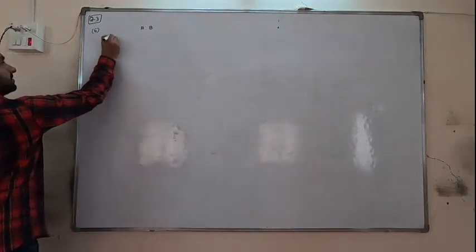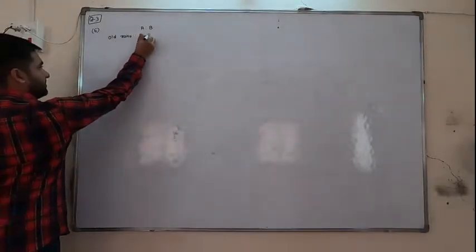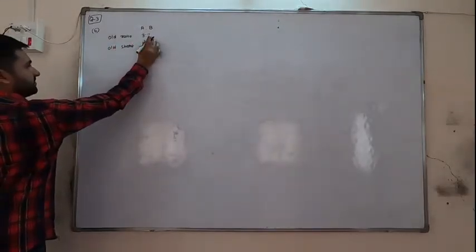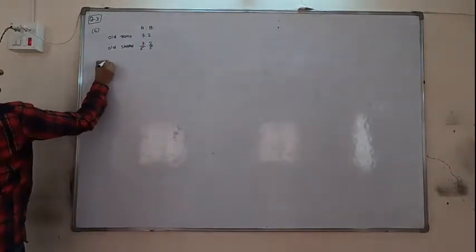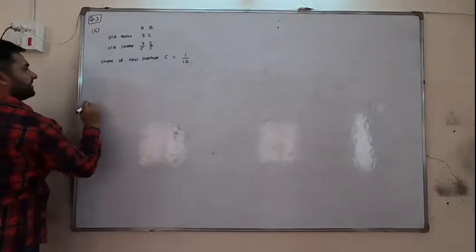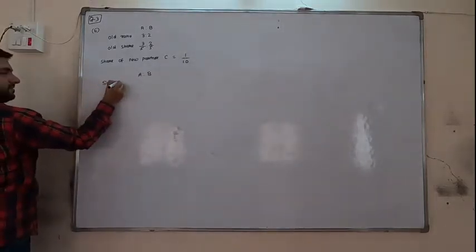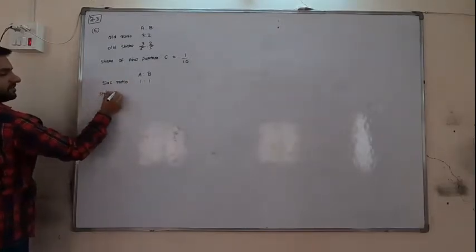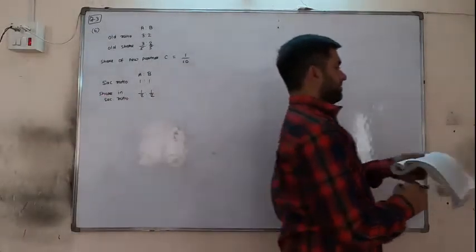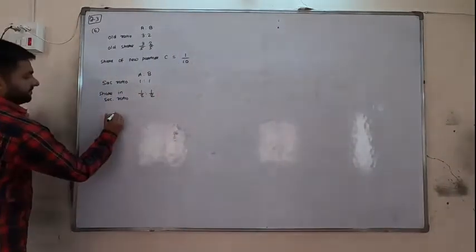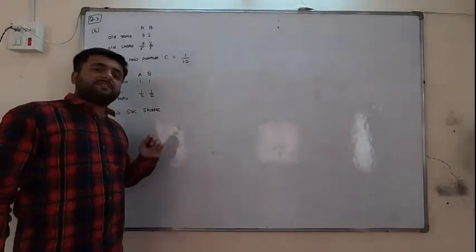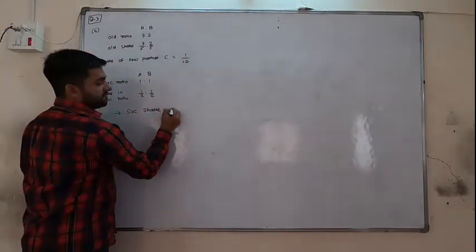A is to B, old ratio 3:2. So their old shares will be 3/5 and 2/5. Then share of new partner C 1/10. Then A is to B, sacrifice ratio is 1:1. So share in sacrifice ratio will be 1/2. This much information is given. Only new ratio is to be obtained because sacrifice ratio is ready. So for this new ratio, first what calculation we require? First we require sacrifice share. As in this sum, sacrifice shares are not given, but sacrifice ratio is given. So we have to obtain sacrifice share.